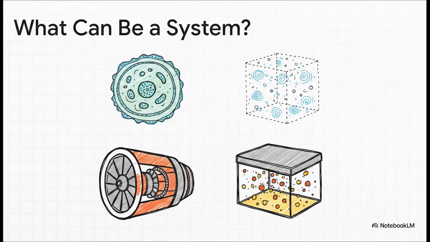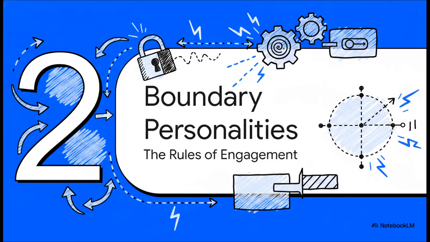And this brings us to a really common misconception we got to clear up right away. A system does not have to be a solid object. Not at all. As you can see here, it could be a single living cell, a puff of air, the guts of a jet engine, or even a totally empty region of space. The key is, the choice of what the system is completely up to us. Okay, so if the boundary is the rulebook, what kind of rules can it have? Well, that brings us right to Section 2, boundary personalities. These are the specific rules that govern the flow of both energy and matter.